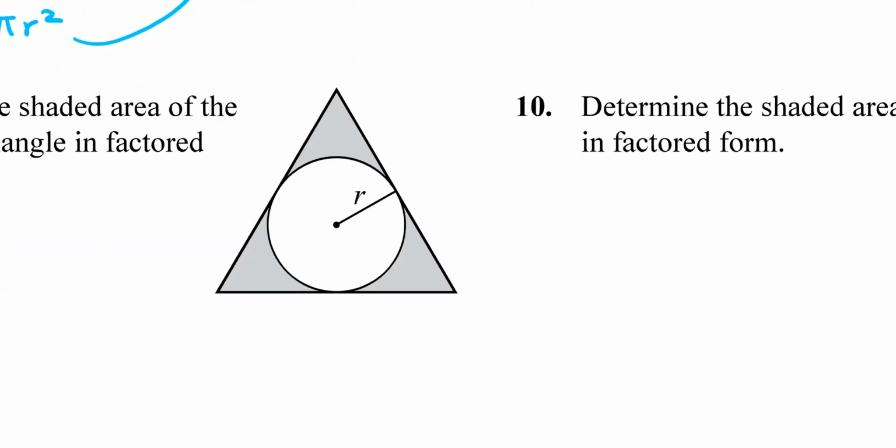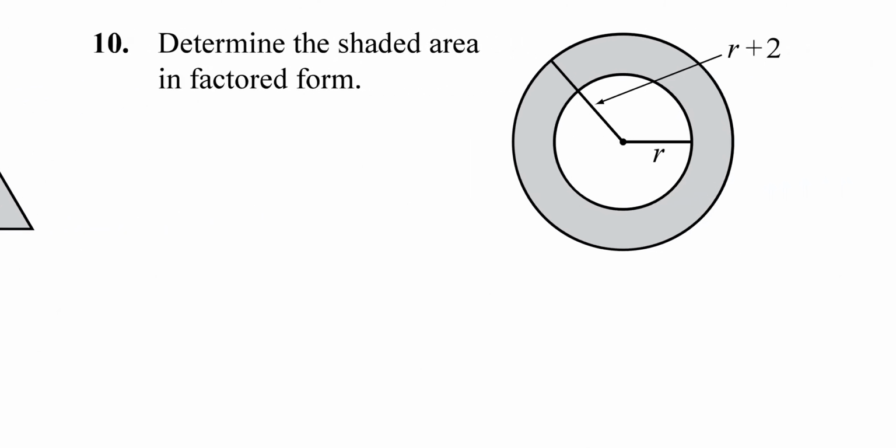And the last question for this homework video guide is question number 10. Determine the shaded area in factored form. So I guess this yellow region is the shaded region. It will probably be a little bit more clear in your workbooks. All right, so I've got to find that shaded region, and basically all you're doing is finding the area of the big circle. So when I'm talking about the big circle, I mean this whole entire thing.